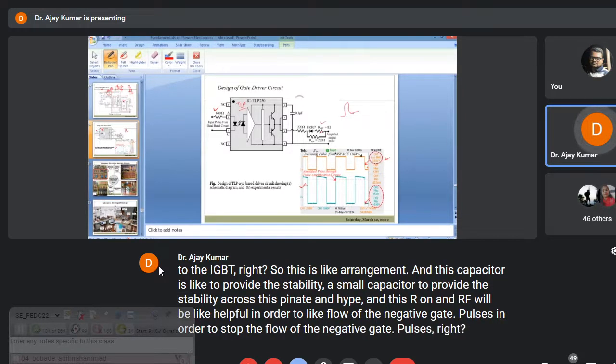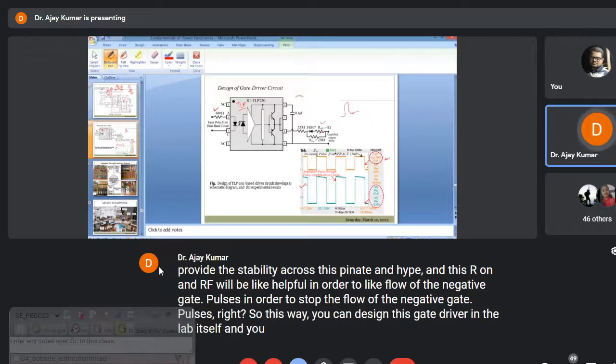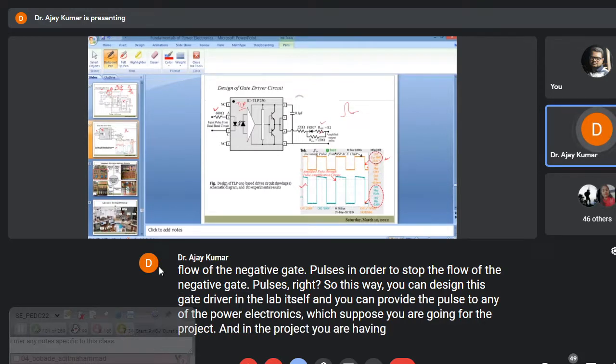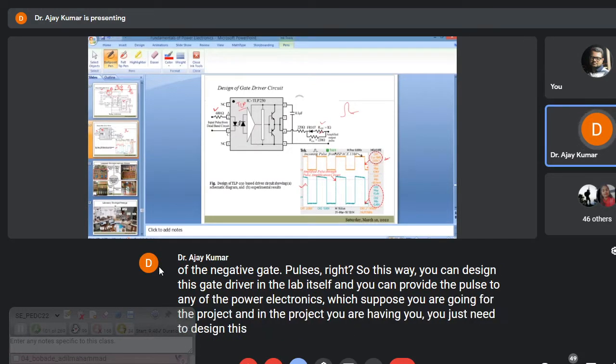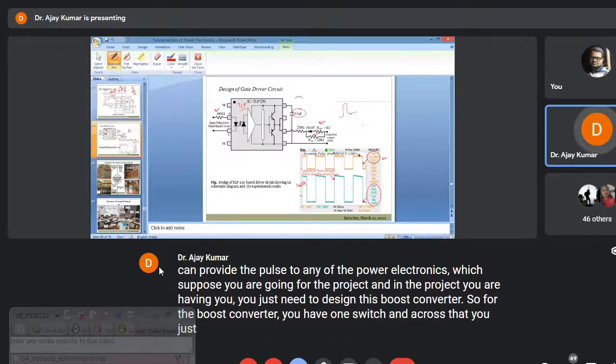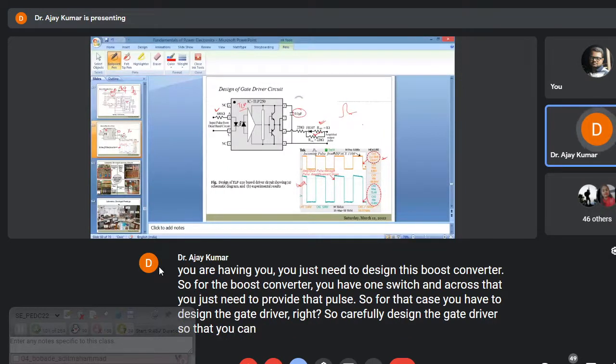So this way you can design this gate driver in the lab itself, and you can provide the pulse to any power electronic switch. Suppose you are going for a project, and in the project you just need to design a boost converter. For the boost converter you have one switch, and across that switch you just need to provide the pulse. So for that case you have to design the gate driver, right? So carefully design the gate driver so that you can amplify the pulse up to the required level.